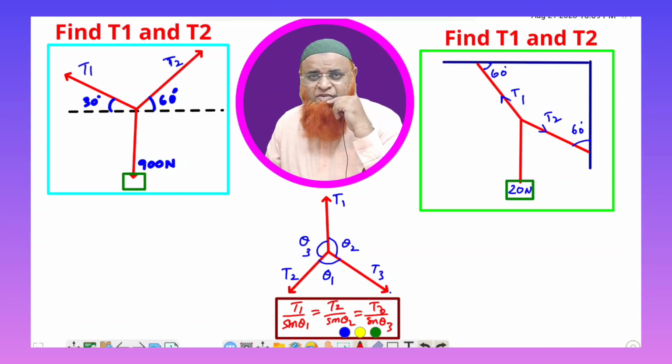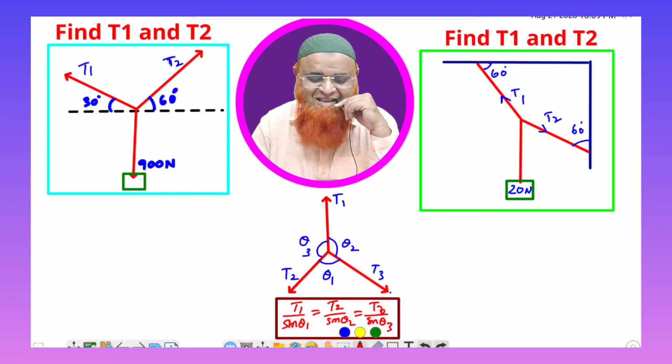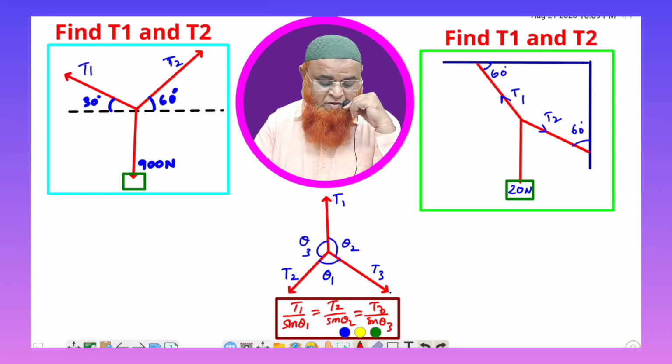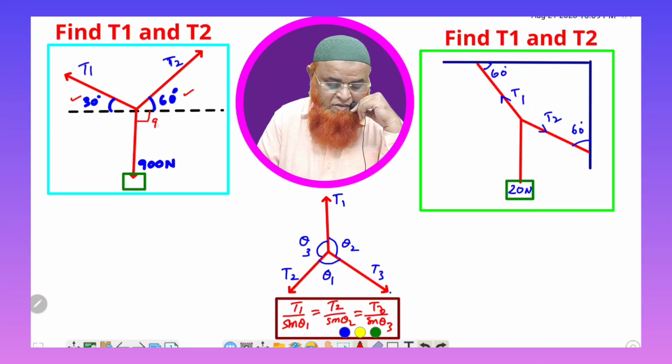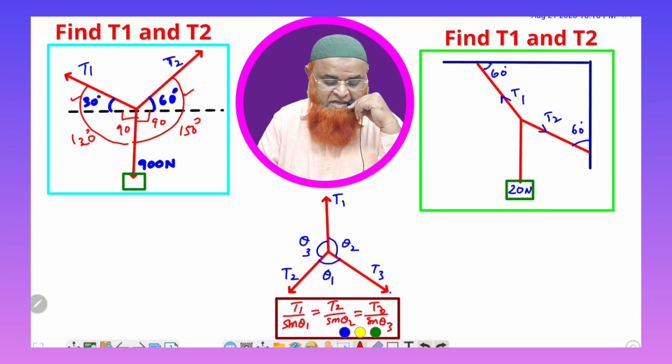So how are you going to apply Lamy's theorem in the problems shown here? Let me solve the first problem. In the first problem, if you observe, this is 60 given and this is 60 given. Then how are you going to write the remaining angles? You all know this is going to be 90 and this is going to be 90. Then the complete angles are 150 degrees and 120 degrees. If this is 30 and this is 60, already it is 90, so this is going to be 90 degrees.